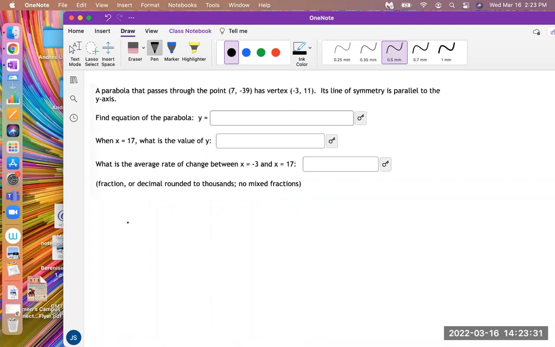there is a general formula for the parabola that has such a vertex, and it looks like this. y equals a(x minus h) squared plus k. Right, so we know this is the equation when (h, k) is the vertex.